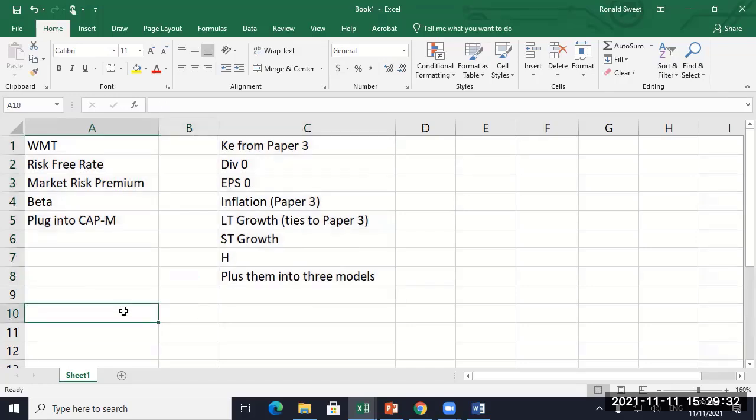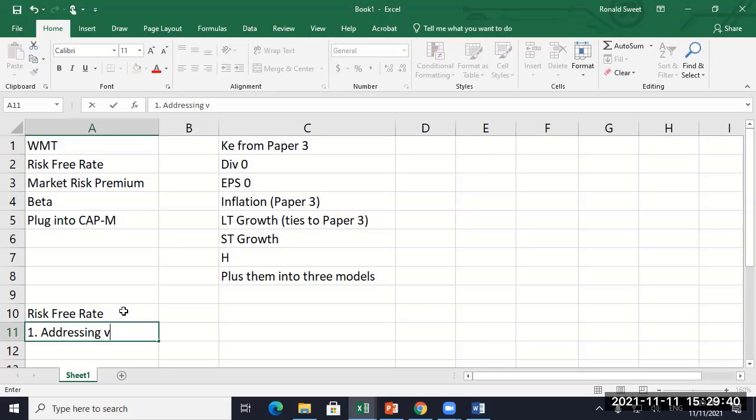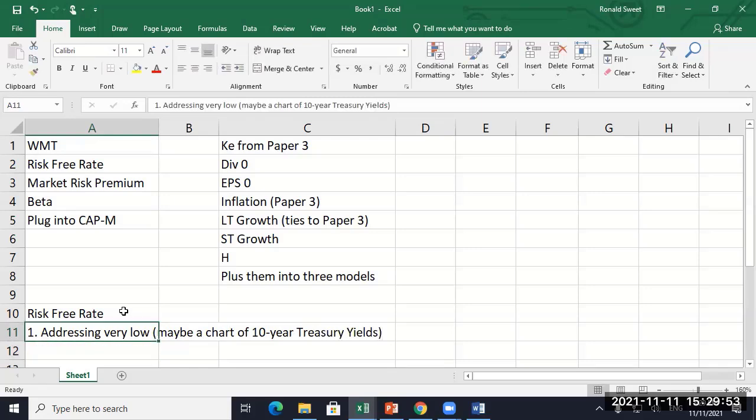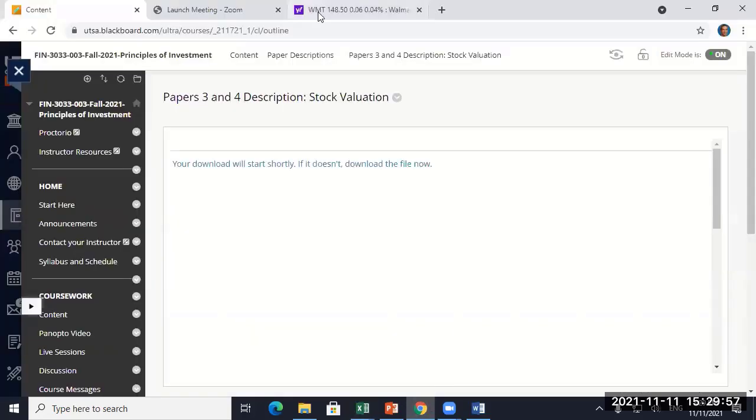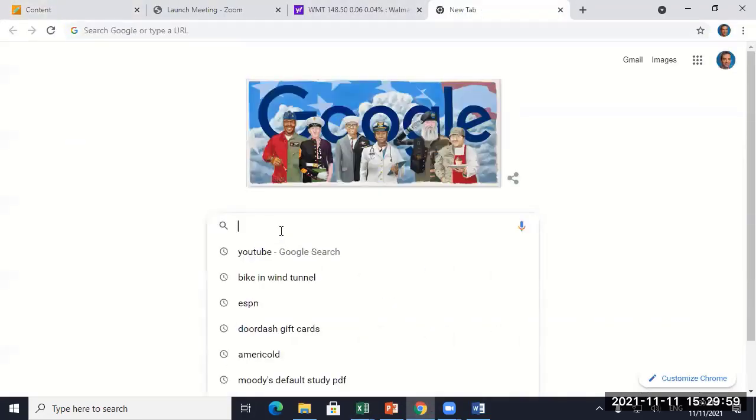All right, so let's start with the risk-free rate. So I'm going to make a few points addressing very low rates. I might put a chart that shows that. How would you do that? All right, it's 3:29. Let's see how long it takes me to do that chart.